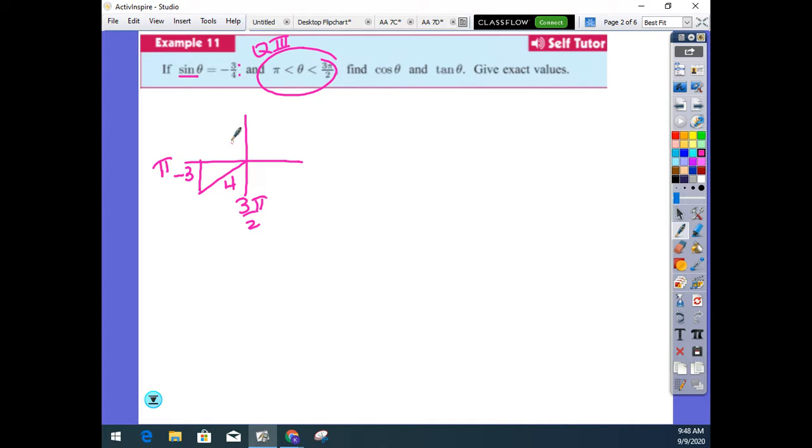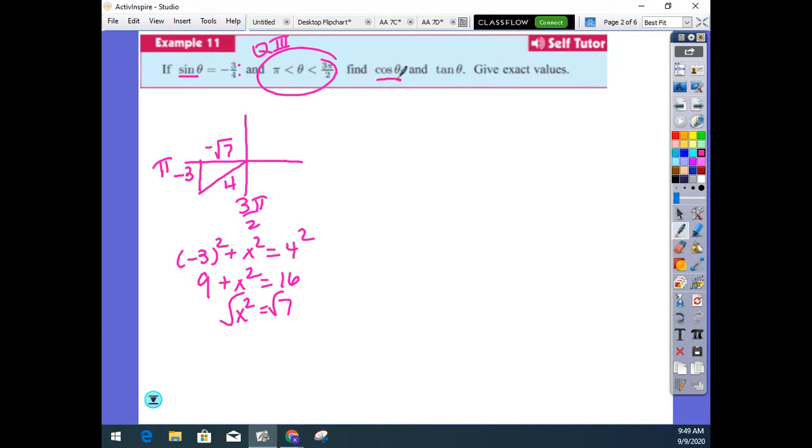How do I find my missing x? Negative 3 squared. I'm just going to say x squared. It doesn't matter. So this is 9. This is 16. So x is a square root of 7, but it's just the one going left, so it's just the negative one.